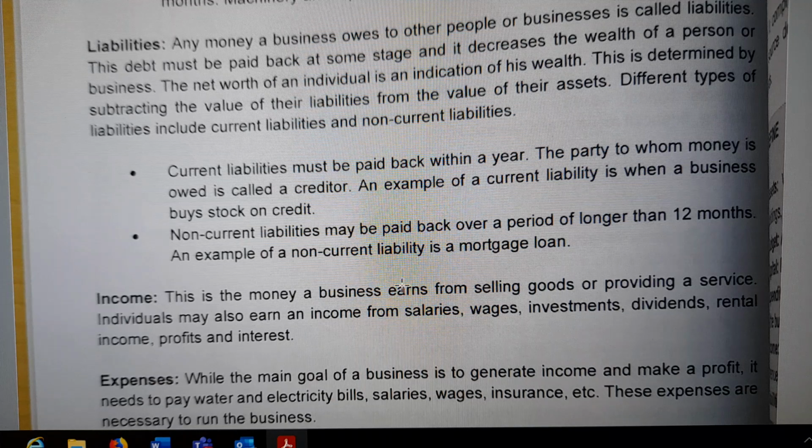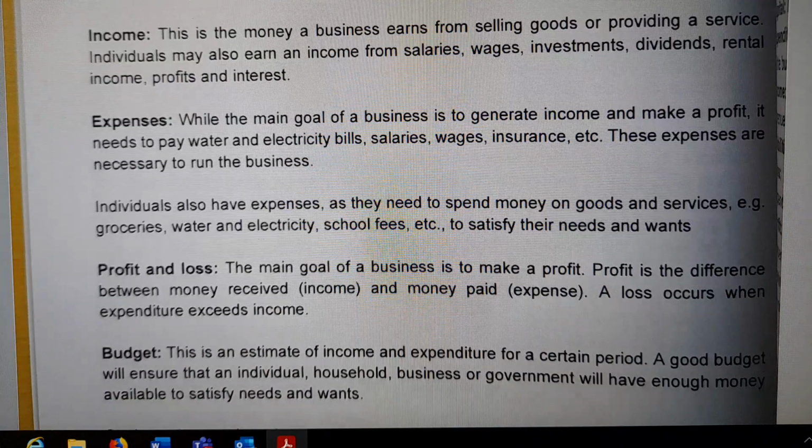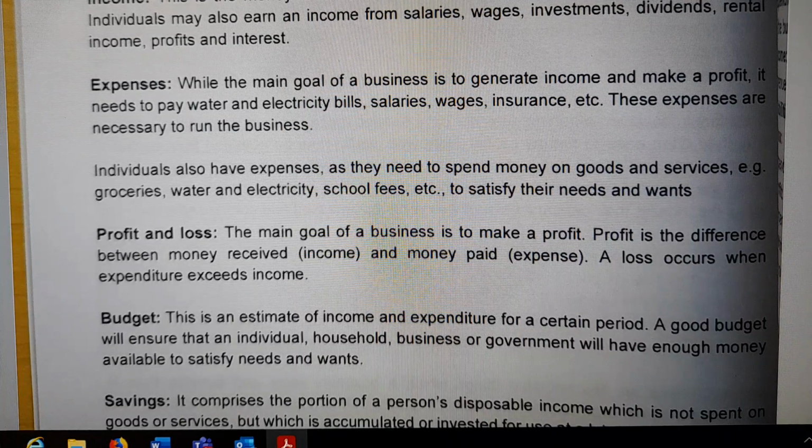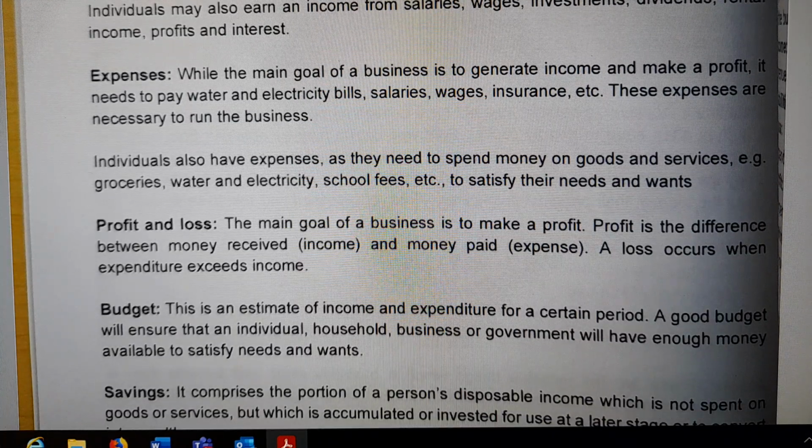And we have term number 4. The first term there is capital. Second is assets. Number 3 is liabilities. Then number 4 is income. Okay, let's look at income.